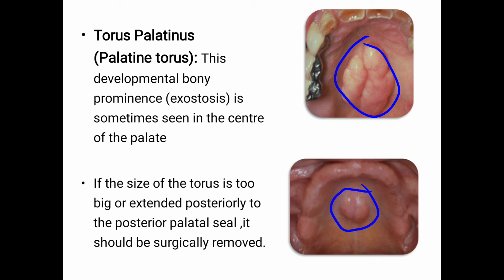تمام. مرات التورس palatinus دي بتصل area posteriorly اسمها posterior palatal seal. دي هنا هتسبب لنا مشكلة كبيرة جدا، هنجي نشوف السي بعد شوية، posterior palatal seal هو شنو والمشكلة شنو لو التورس palatinus reach posterior palatal seal area.